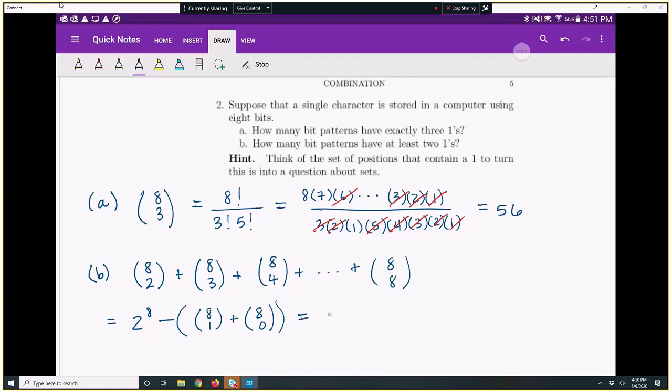And this is going to be, well, 2 to the power 8 is 256. I know that there's one way to choose 0, and there are 8 ways to choose 1. So this is 256 minus 8 minus 1. And so you end up with exactly 247 bit patterns that have at least 2 ones.